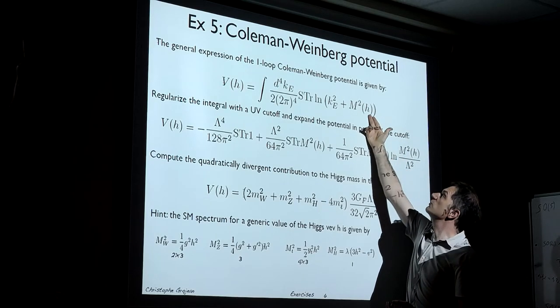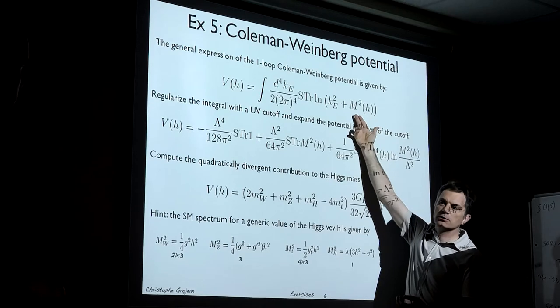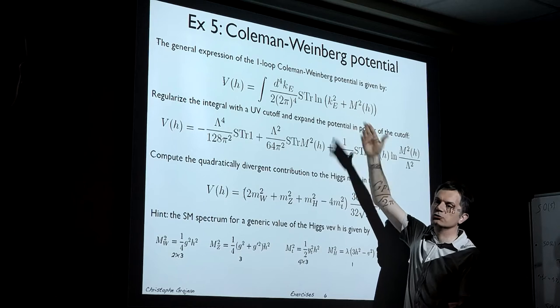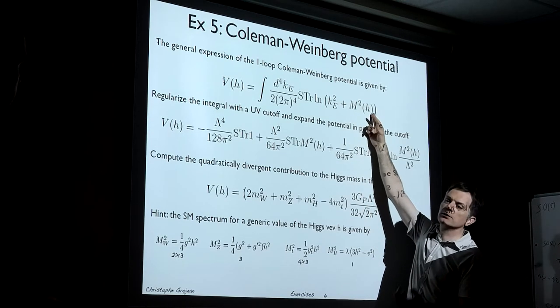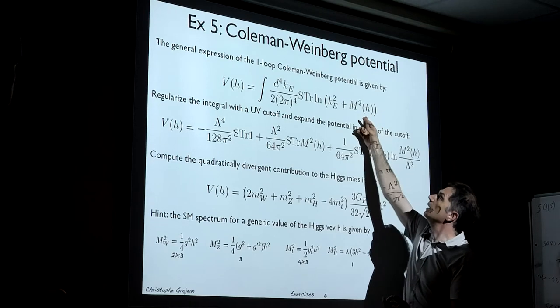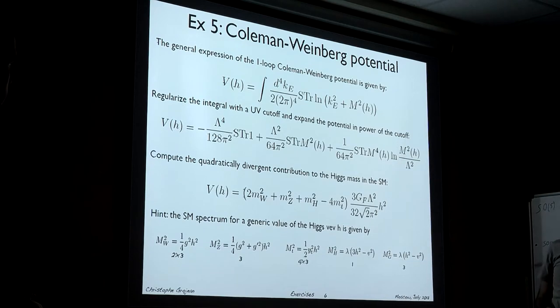The same for the Z, you have three polarizations. For the top, there is a color factor. The top exists in three colors. And you have the top left and the top right, and each top left and top right actually correspond to 2 degrees of freedom. The fermion has 2 degrees of freedom.